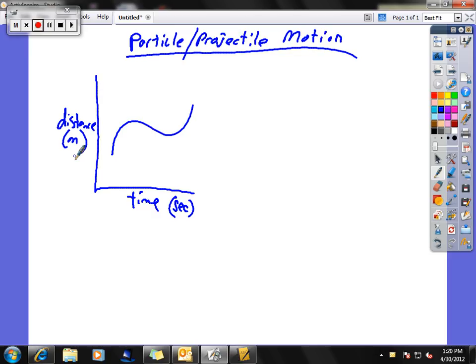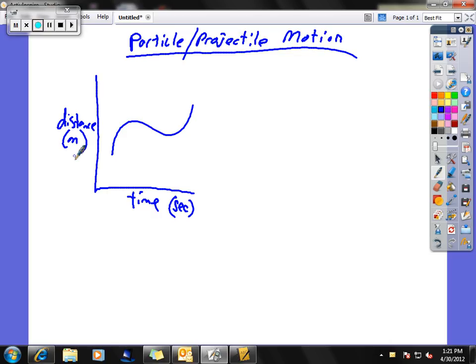So, what would be the units of the slope? Yeah, meters per second. So now what is that? What is meters per second? Well, yeah, it's a velocity. It's also, you could think of it as the rate of change of the distance. So the velocity and the rate of change of distance are the same thing.